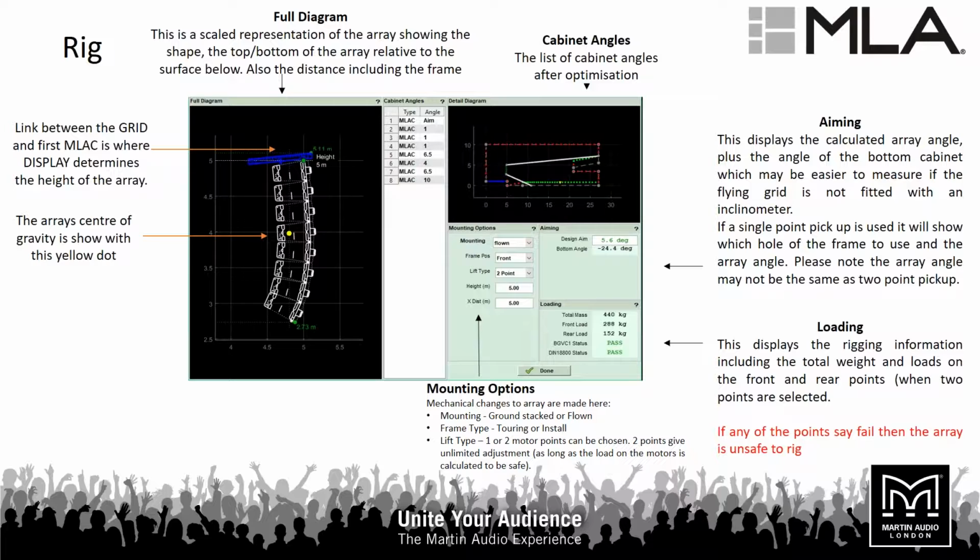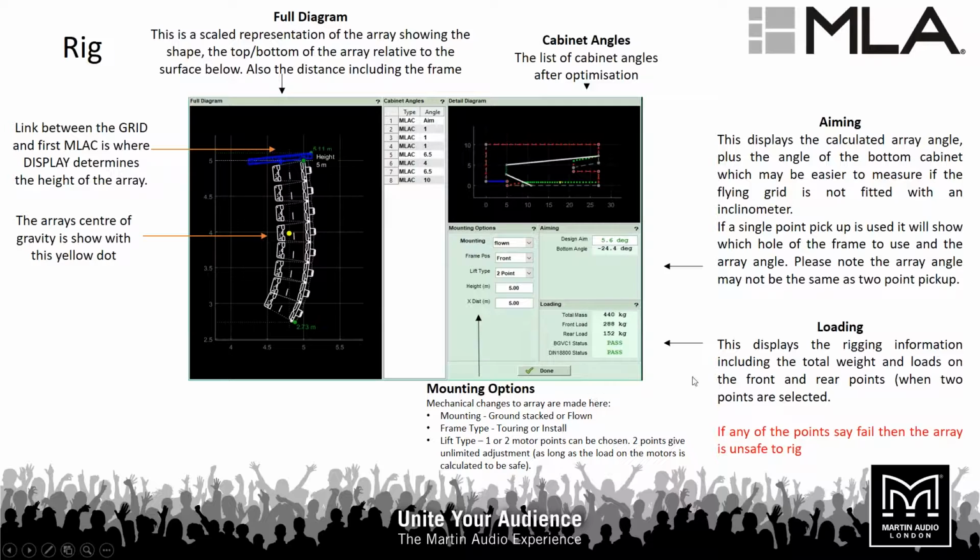So this displays the calculated array angle plus the angle of the bottom cabinet, which may be easier to measure if the flying grid is not fitted with an inclinometer. So that's just making it easy for you. If you know that the bottom cabinet angle is minus 24.4 degrees, then maybe it's easier for you to measure that. Because if it is 24.4 degrees and you've put all of your splay angles in correctly, then you know that the top angle has to be 5.6 degrees.